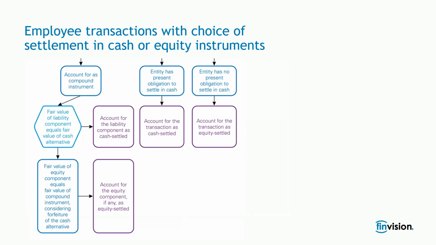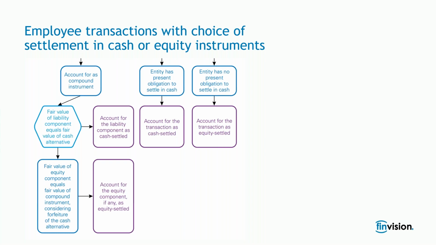Now, what does this mean for the specific transaction? There will be an estimate of how we will settle this. For example, we have a 40% chance of settling this as cash and a 60% chance of settling it as an equity instrument. Those estimates will be used to calculate a fair value of both the cash alternative and the equity alternative, and those will be taken into account.